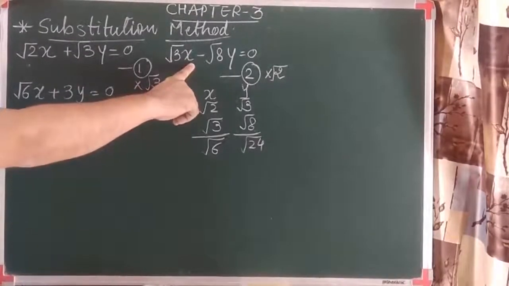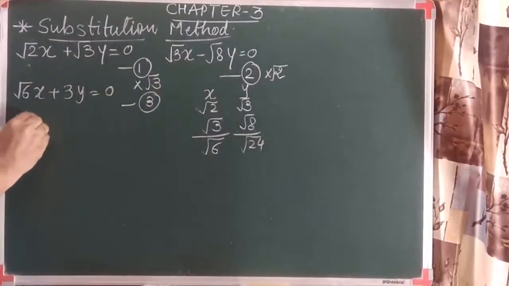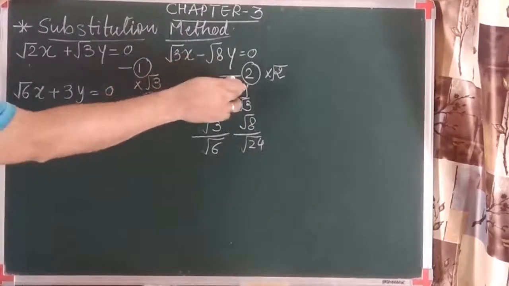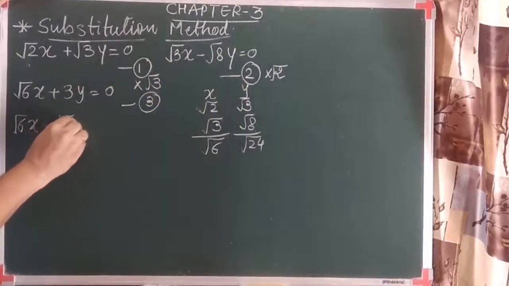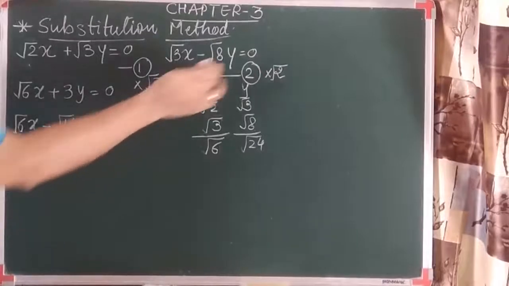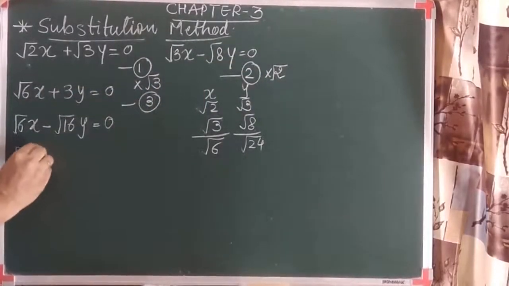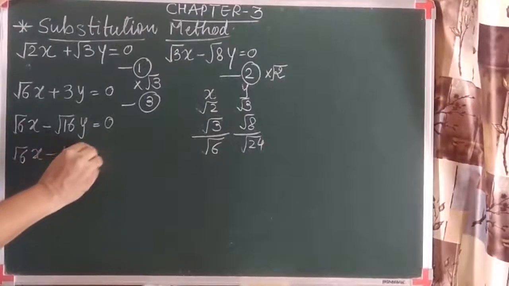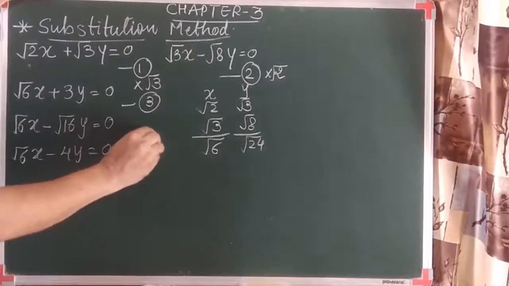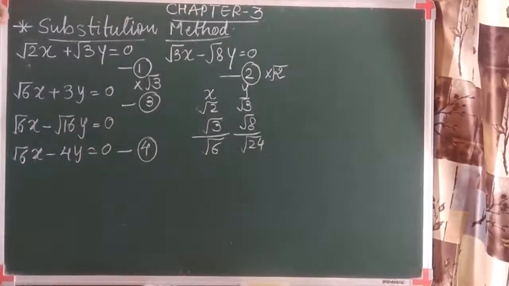This when I multiply with root 2, so you can see it is root 6x minus 8 2s are root 16. So we can write 4 also. 0 into any number is 0. So let me just change it. Root 6x minus 4y is equal to 0. This is my equation number 4. Now we can see that both the equations have the x coefficient equal.